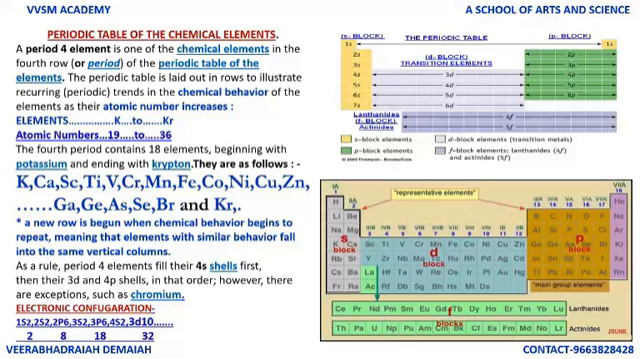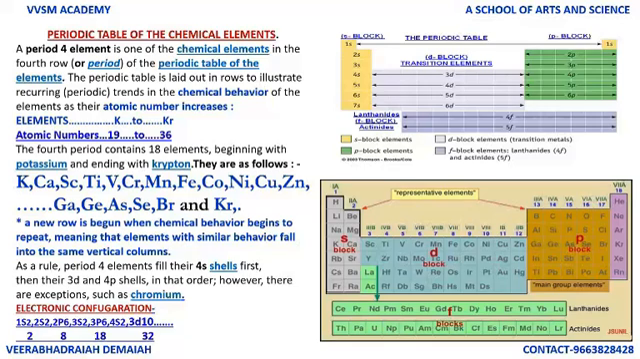They are as follows: potassium, calcium, scandium, titanium, vanadium, chromium, manganese, iron, cobalt, nickel, copper, zinc, gallium, germanium, arsenic, selenium, bromine and krypton. So a new row is begun when chemical behavior begins to repeat, meaning that elements with similar behavior fall into the same vertical columns.